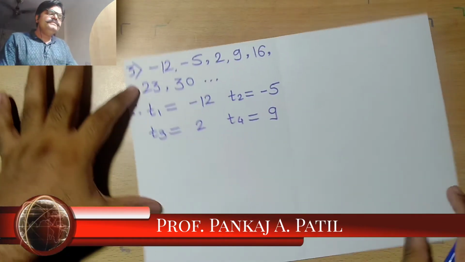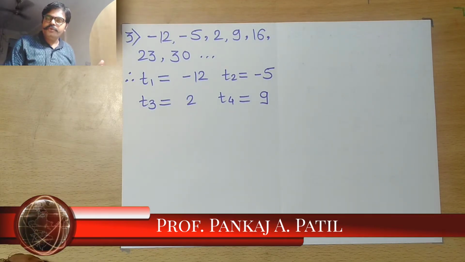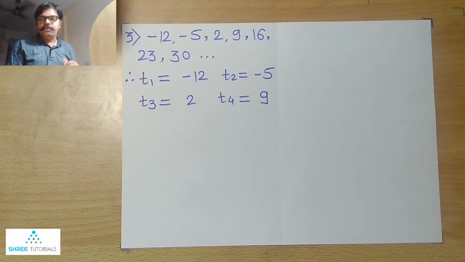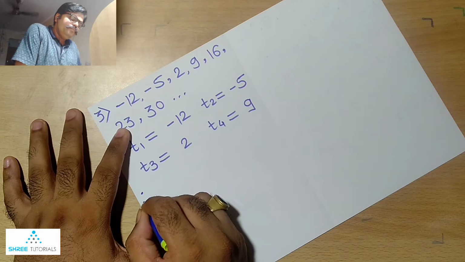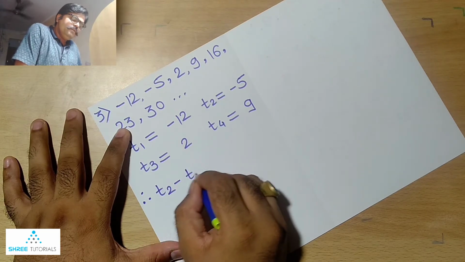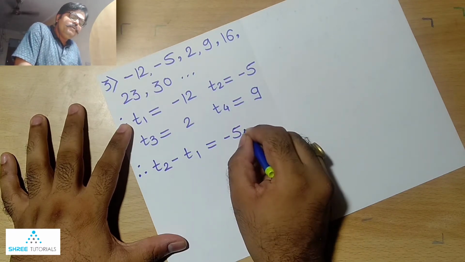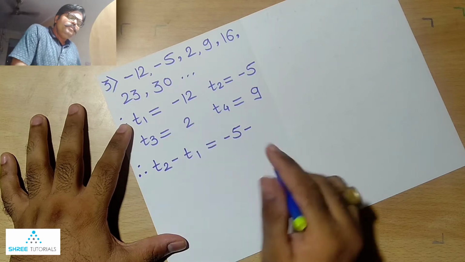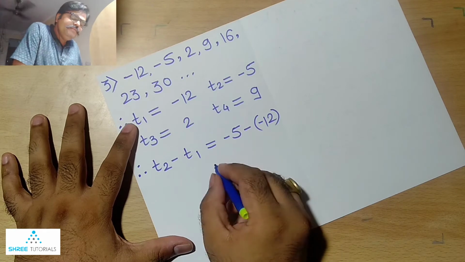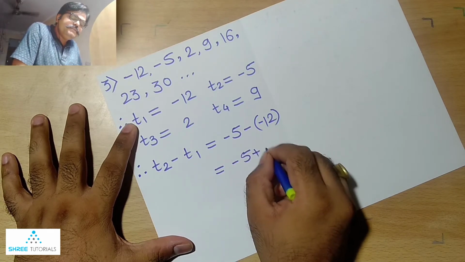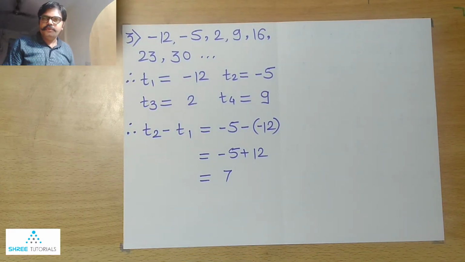Once we have got the values for these 4 terms, the next thing we are going to do is calculate the differences between them. So T2 minus T1. What is the value for T2 you have got so far? T2's value was minus 5 and T1's value was equal to minus 12. Please note, these two minuses will cancel each other, giving us minus 5 plus 12, that means equal to 7. That is the first difference we have calculated so far.